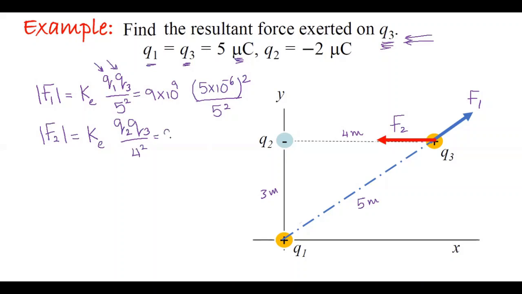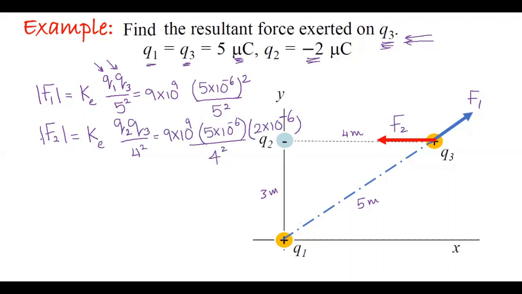Now, to complete this substitution, we have 9 times 10 to the power 9. One of the charges is 5, and the other is -2. Remember not to include the sign. I take the effect of the sign already by drawing this red arrow. It is an attractive force, okay? Don't include the sign again. 2 times 10 to the power -6. This is the two charges divided by the distance between them, which is 4 to the power 2.